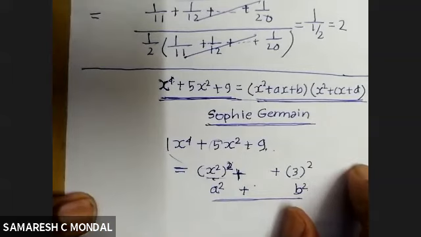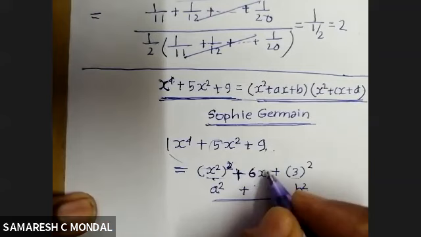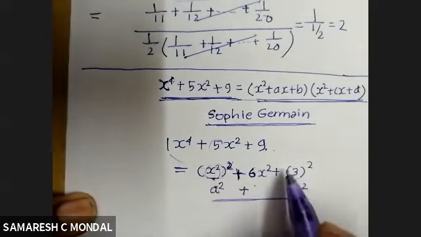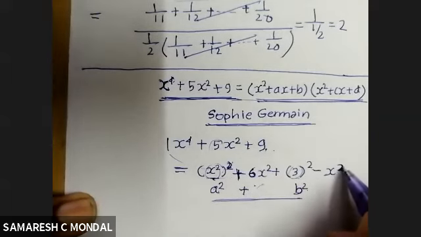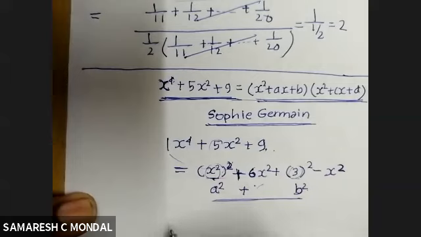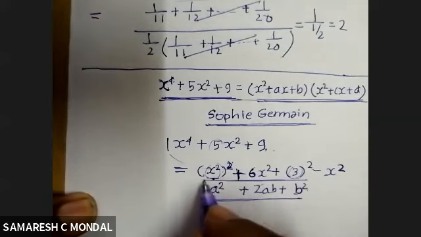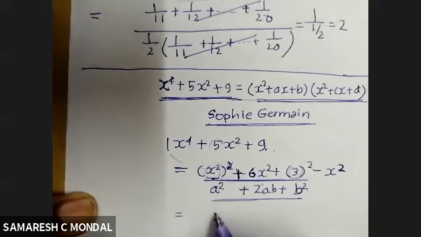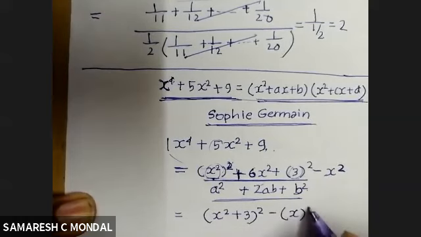Yes, yes. I need to write 6x square because 2ab will give 6x square. So minus x square. Is it okay? So first 3 terms, this is 2ab I am writing. So first 3 terms is in format of x square plus 3 the whole square. In terms of pre-RMO, this is very, very important. And minus x the whole square. Is it okay for everyone?